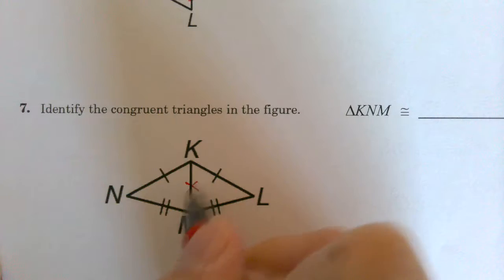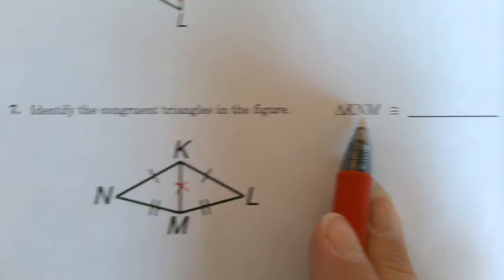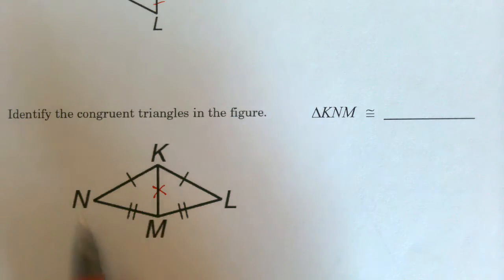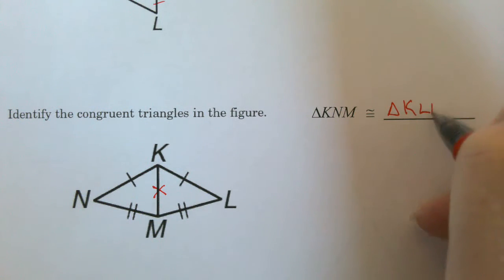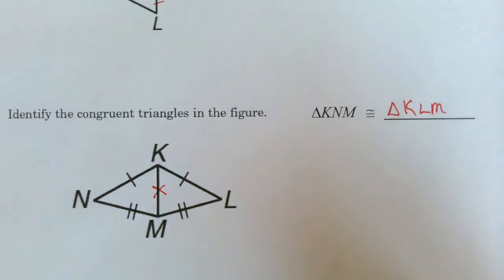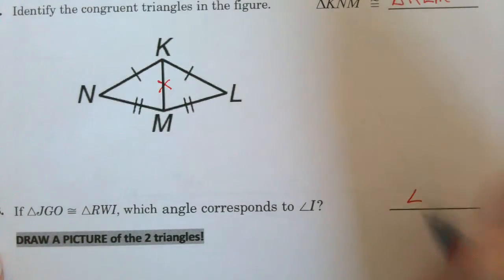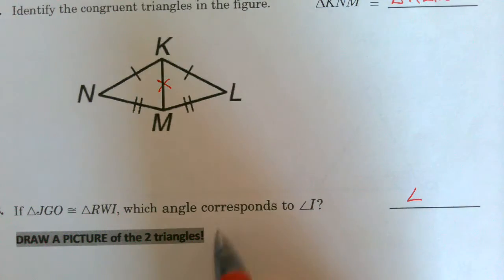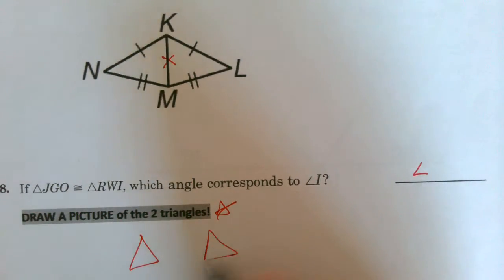It says name the congruent triangles. So they gave you triangle KNM. What would that match up with? Well, they did KNM, so you're going to do K to L to M. That's a triangle congruence. All right, so which angle corresponds? So your answer should be angle something. It says draw a picture of the triangles too, so make sure you draw and label your triangles.